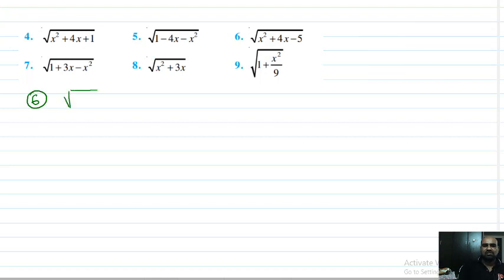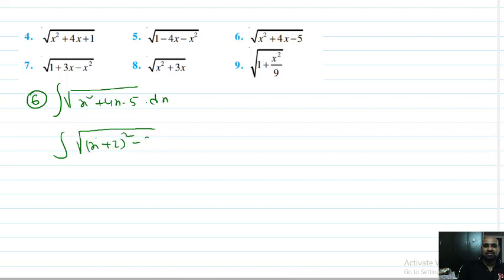Integral of root over x square plus 4x minus 5. So, integral root over (x plus 2) whole square minus 9 directly. 4 added, 4 subtracted. So, directly what I can write now is integral of root over t square minus 3 square dt, since I took x plus 2 is equal to t.